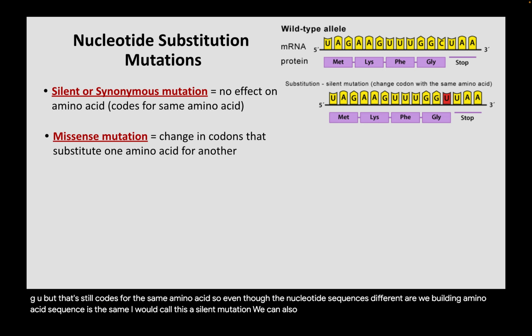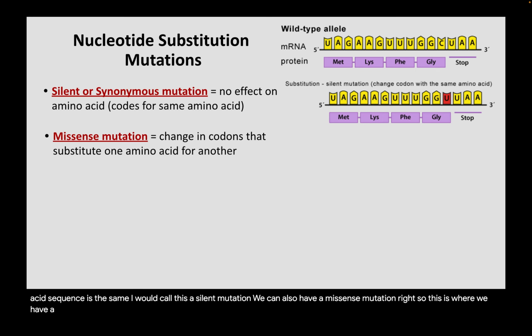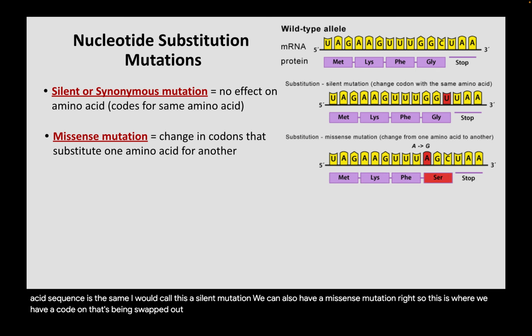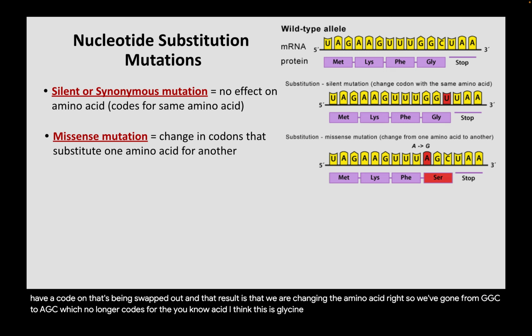We can also have a missense mutation. This is where we have a codon that's being swapped out, and the result is that we are changing the amino acid. So we've gone from GGC to AGC, which no longer codes for the amino acid, I think this is glycine. Now it codes for serine. We've swapped out an amino acid.